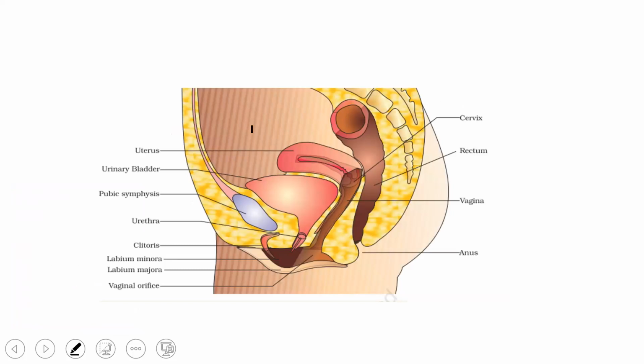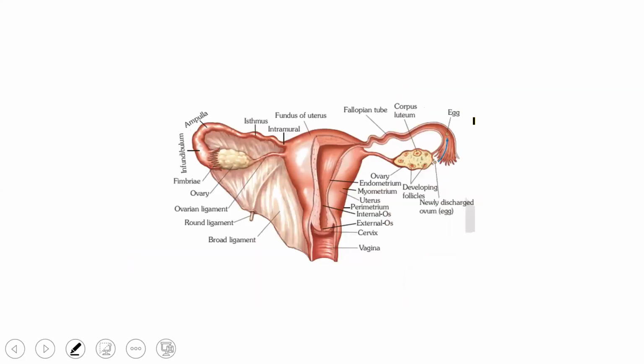This is the side view. The labia majora and minora have been mentioned over here. You can see clitoris, all are external genitalia. Then the vaginal orifice is mentioned over here. These are all the different parts which have been mentioned. Cervix, as you see over here, they have mentioned, but this is not a better diagram. This is a better diagram to understand.